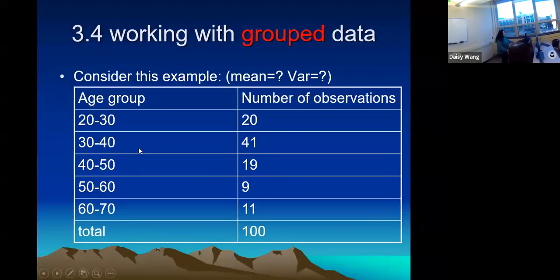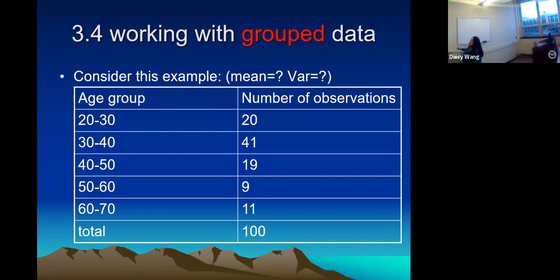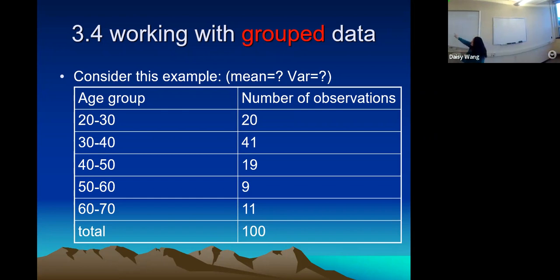So last time we started here. We try to be really quick. So chapter 3. Basically, when we have grouped data, we don't see exactly what the original numbers were, right? We only get that between 20 and 30 years old, there are 20 people in this age range. So what we do is we take the midpoint of 20 to 30.